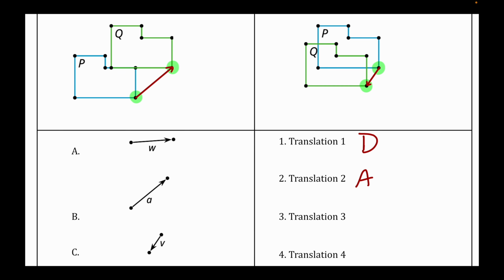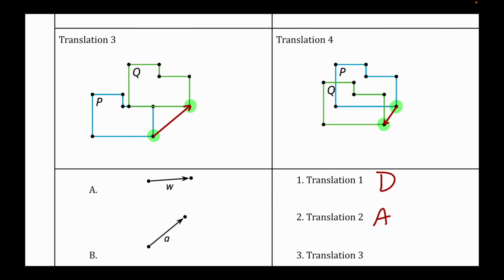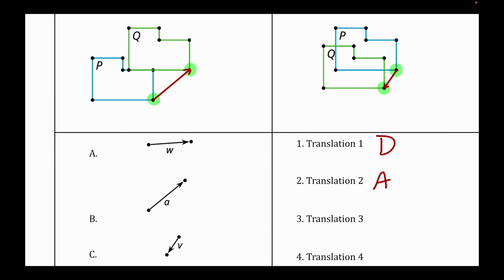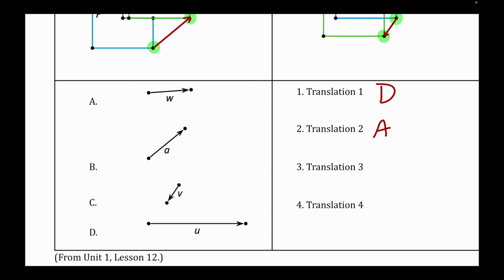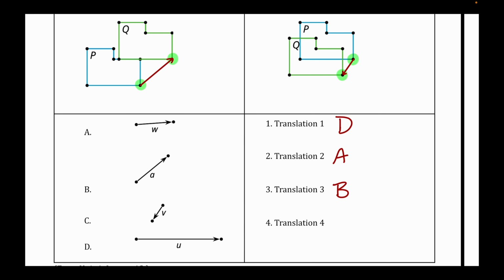Now translation 3, that is right here on the left. So it seems to be going upward and to the right at a pretty decent angle. Looks to be choice B with directed line segment A right there. So this should be B, which means C should match up with translation 4.